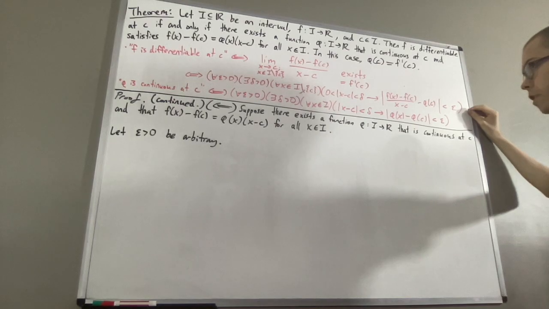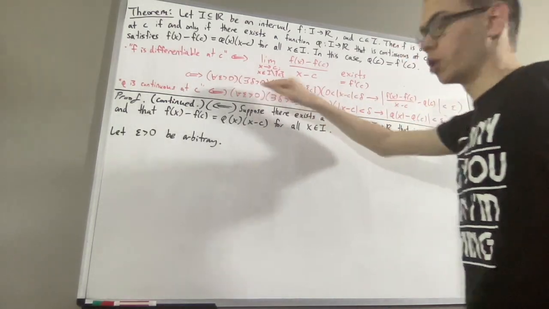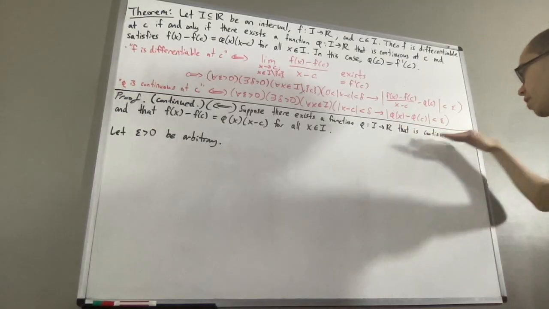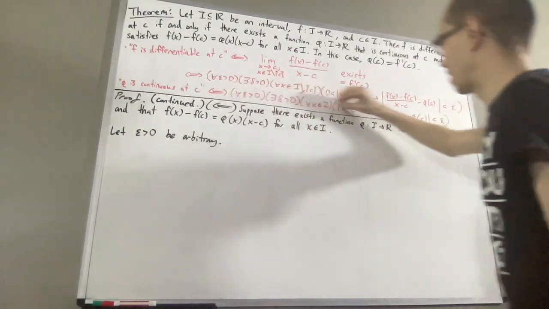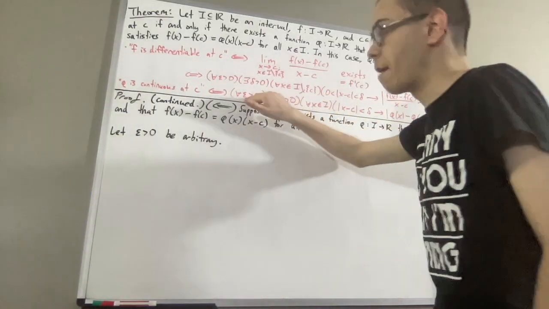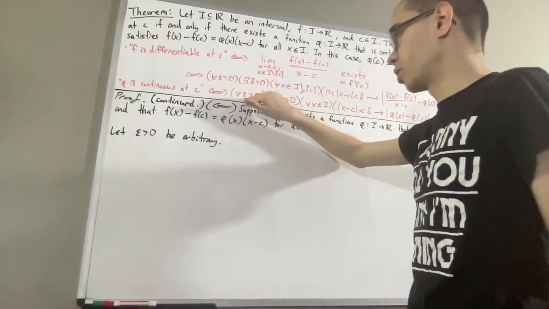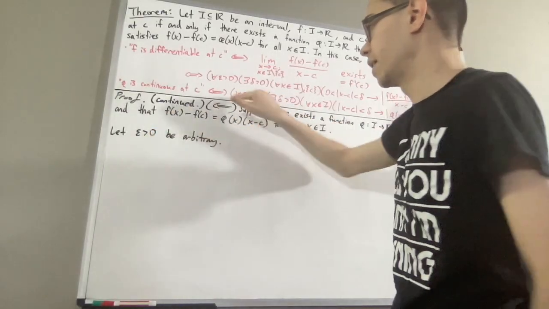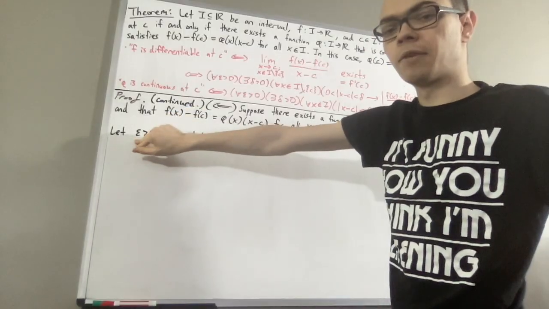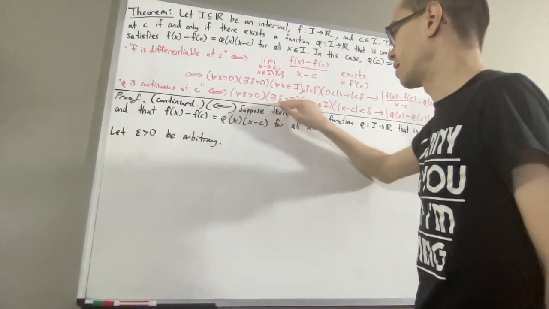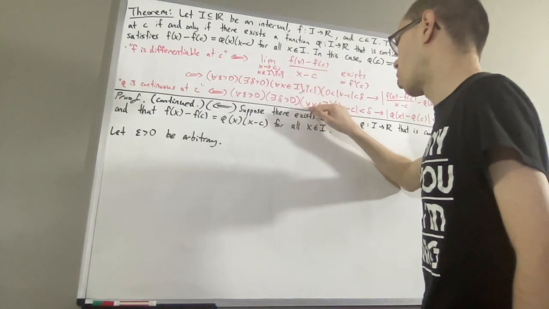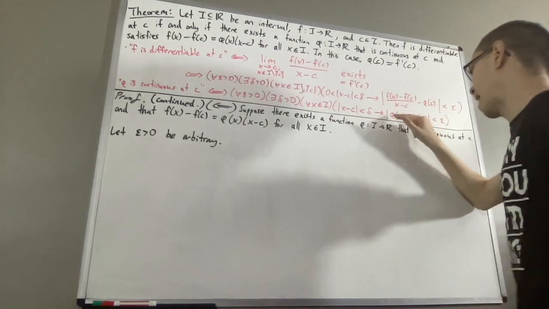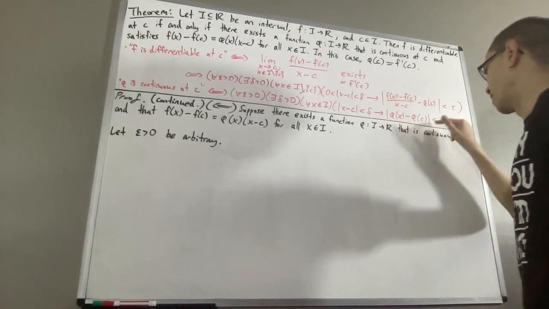Now, to figure out what we should choose delta to be, we're going to use the fact that phi is continuous at c. Since we know phi is continuous at c, that means we know that this statement is true. This statement works for every positive number. So in particular, it must work for the positive number epsilon that we have here. So taking this positive number to be the epsilon in our proof, it follows that there exists a delta greater than 0 such that for all x in I, if the absolute value of x minus c is less than delta, then the absolute value of phi of x minus phi of c is less than epsilon.